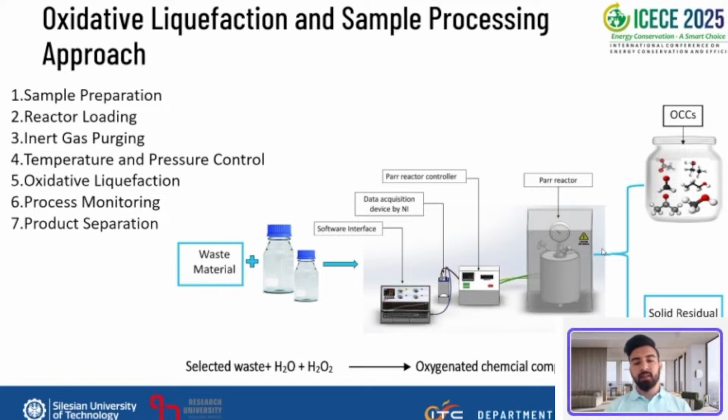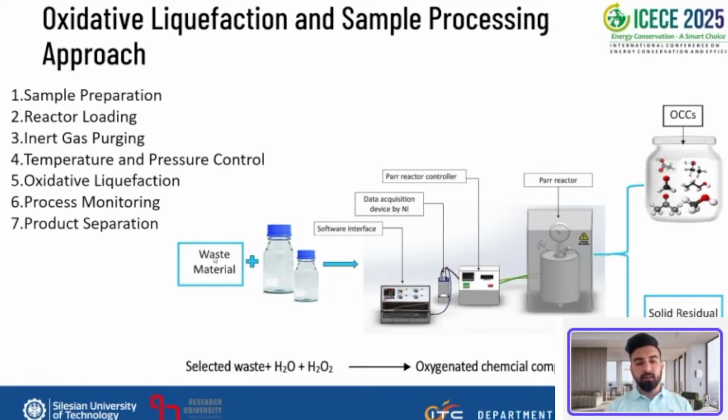And how this oxidative liquefaction actually works on a laboratory scale, or in our laboratory, there's a representation from our experimental setup. Here, 7 different steps are mentioned for the process, including sample preparation, very basic reactor loading, inert gas purging similar to the pyrolysis, temperature and pressure control, oxidative liquefaction, which is the main process, and process monitoring to obtain the real-time data from our reactor or our system, and then product separation at the end.